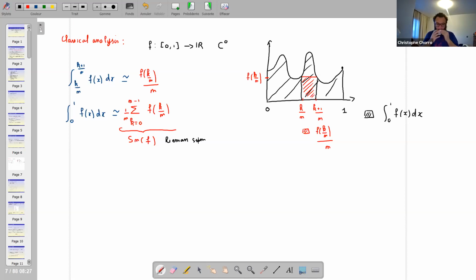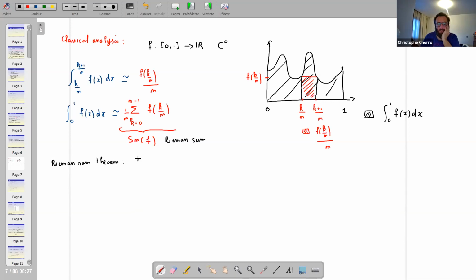So what can I say about this approximation? Well, we have the following result, that is the Riemann sum theorem.